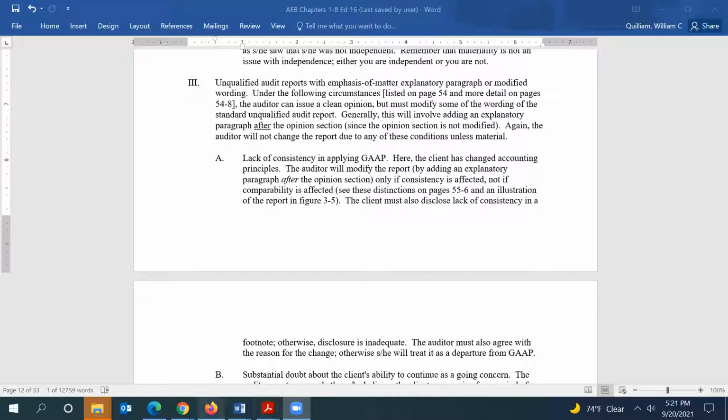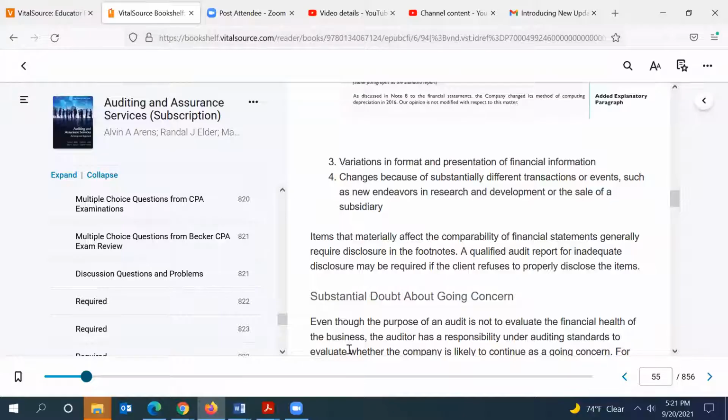By the way, just note something that was in the book. It also says here, whoops, let me go back to the proper one.